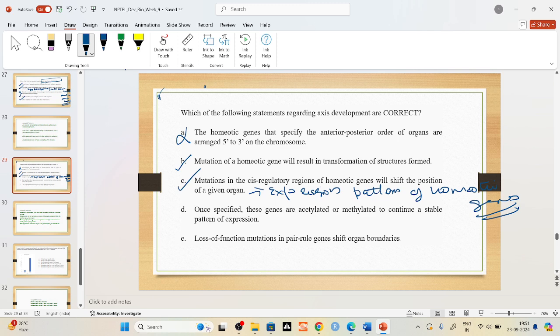So the gene which is responsible for eye color is not expressed in your kidney. So there is a differential expression pattern. Now, how is this differential expression pattern maintained? It is maintained with the help of certain processes such as acetylation and methylation. Acetylation and methylation essentially mean addition of acetyl groups or methyl groups, but the ultimate results of acetylation and methylation are completely opposite to each other.